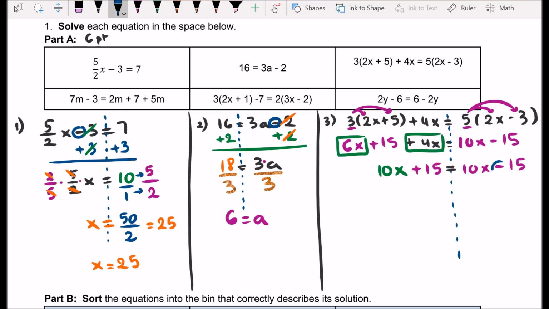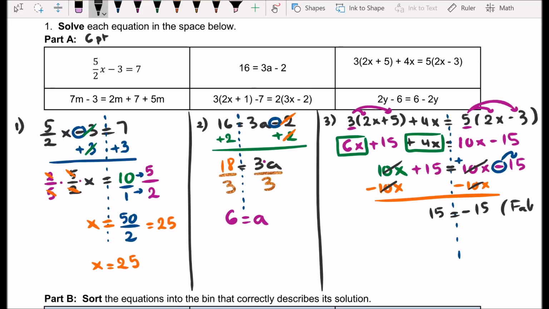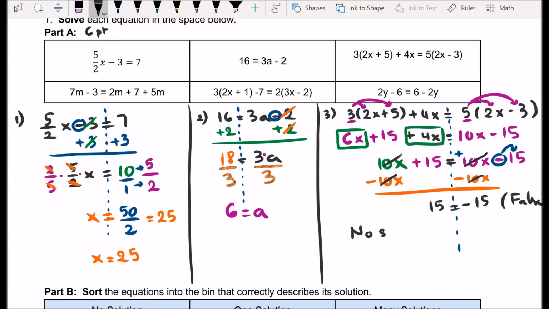Our next step, we want to take the variable to the same side. This negative sign belongs to 15. The 10x itself is positive, so we have to subtract 10x on both sides. That will give us 10x and 10x cancel each other out. Positive 15 and negative 15 are not equal, so this is a false statement. When it's a false statement, our answer is going to be no solution. No solution. Alright.